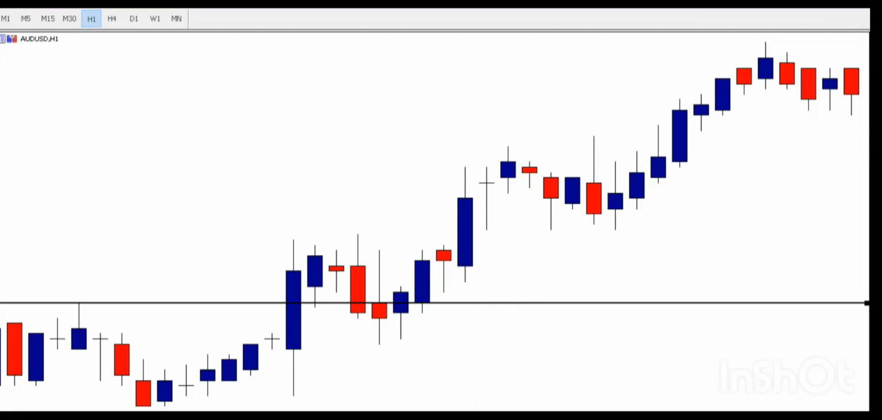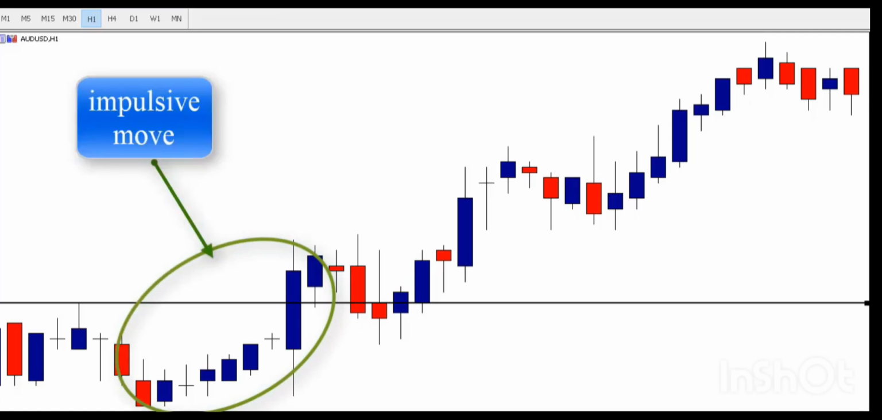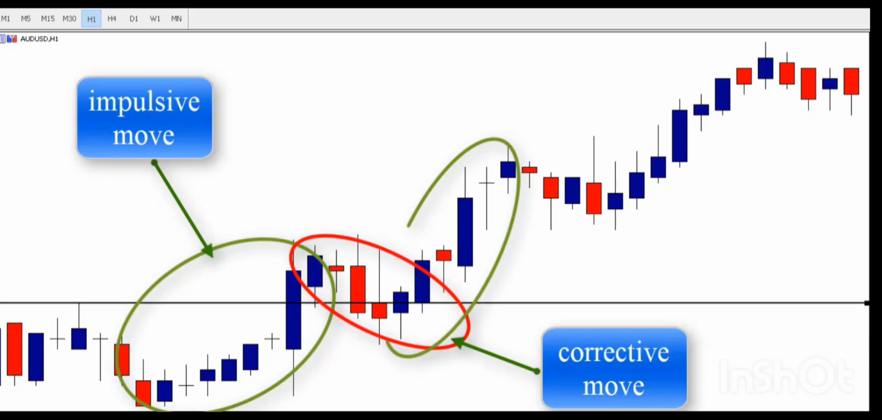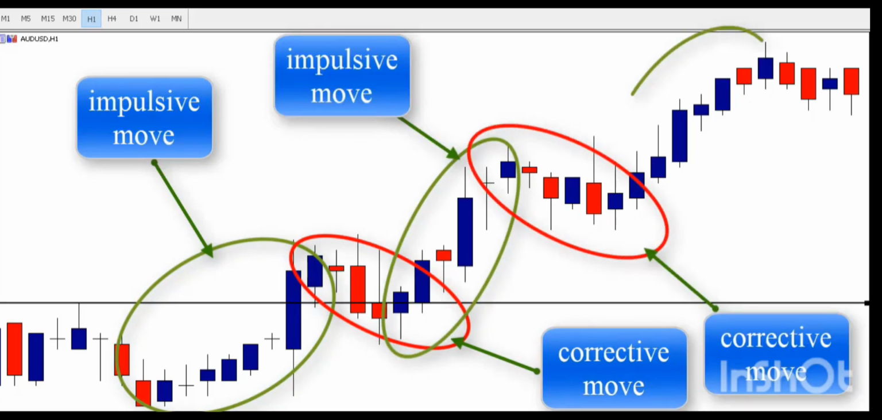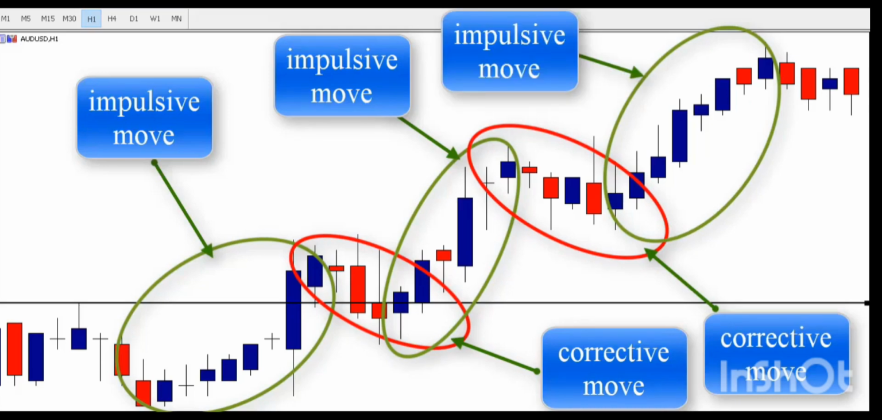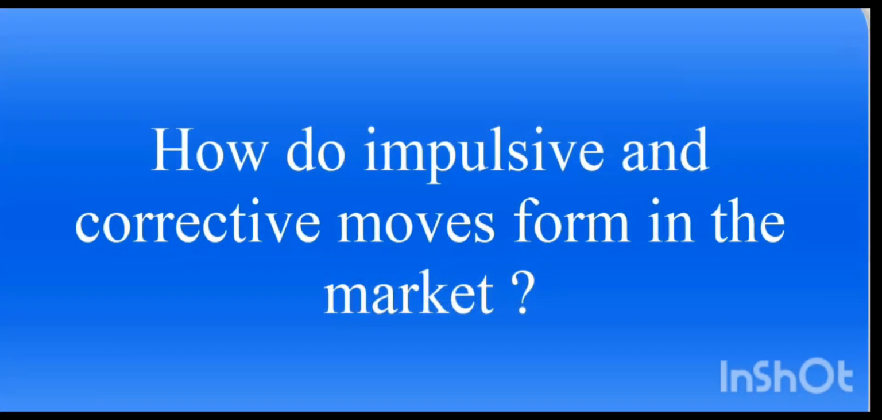So look at this uptrend example that I'm showing you here. Look at the way price was moving with an impulsive move, a corrective move, an impulsive move, a corrective move. In this example, you will see that price is still making higher highs and higher lows. If you change it to your line chart, it will be more clear.